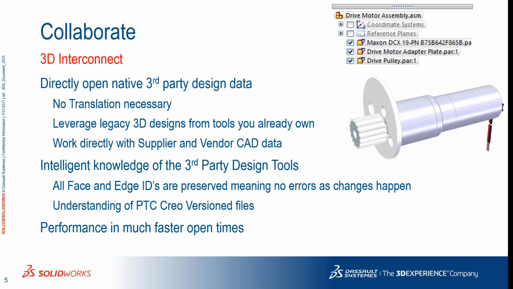And 3D Interconnect does feature an intelligent knowledge of those third-party tools. When you bring a part in from another CAD system into 3D Interconnect, the faces and edges are preserved, and what that means is that when we create new features based off of those faces or edges, or when we make mates in an assembly or balloons in a drawing, if those files are updated, none of those features would have to be redone. All of those balloons are going to maintain their connections. Any dimensions we have in the drawings are going to work. And we will also highlight how, with the way that PTC Creo versions their files and the file extensions, it also recognizes those updates.